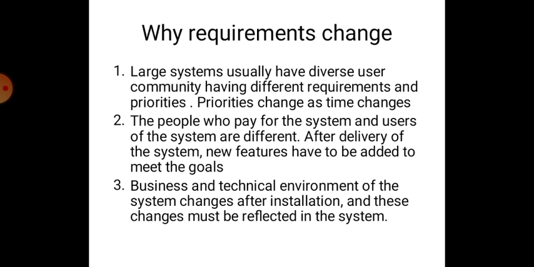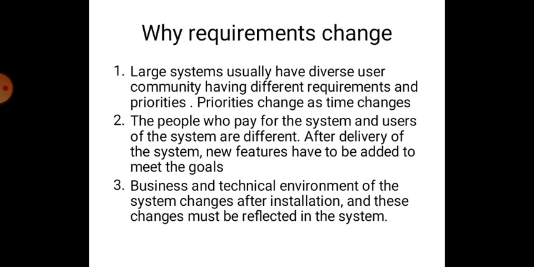Why do requirements change? 1. Large systems usually have a diverse user community having different requirements and priorities, and priorities change as time changes. Yes, students. In case of a large system, you have got different types of end user. Every end user class has their own priorities and requirements. And it is the job of the system developer to define the priorities, but as time passes, the priorities change. That is why you have to introduce this change also.